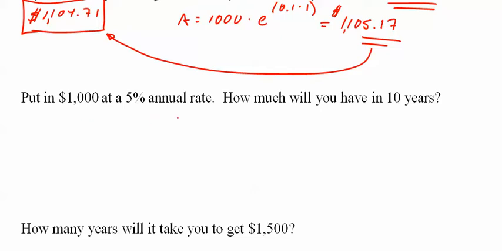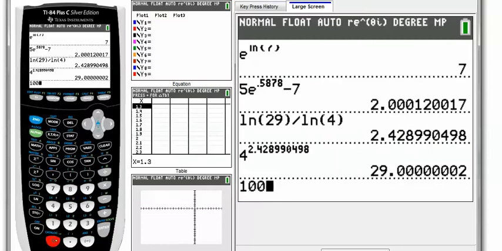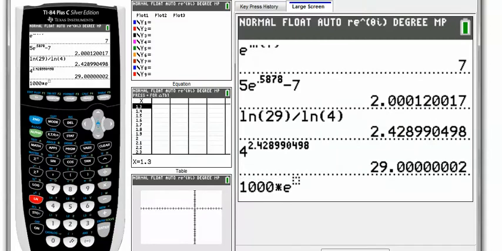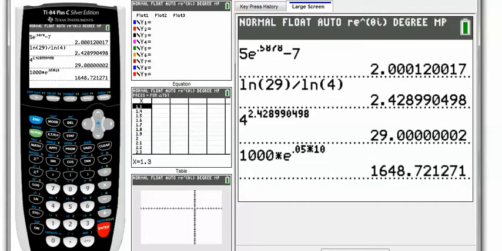If we were to calculate it at 5% for 10 years, a little bit more realistic number, we'd get e to the 0.05 times 10, and that would make 1,000 times e to the 0.05 times 10, which is 1,648.72.